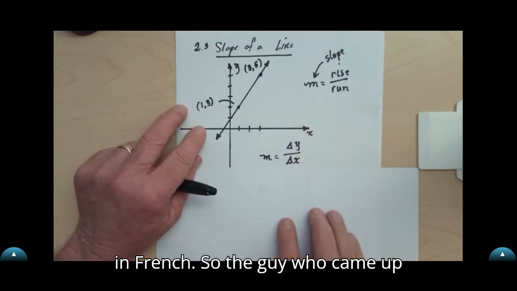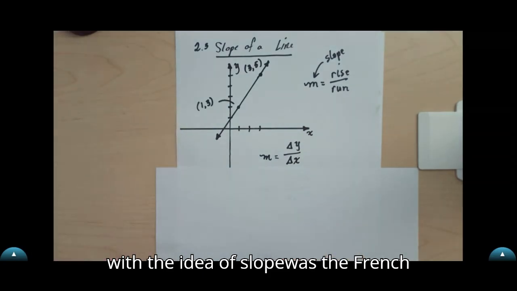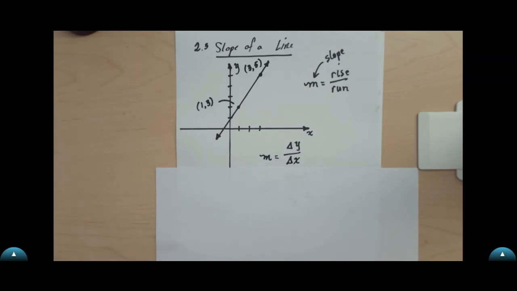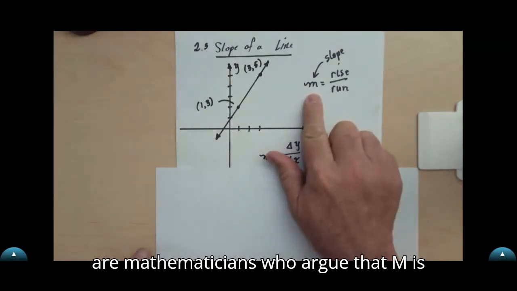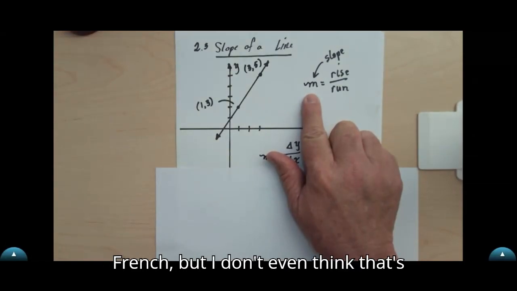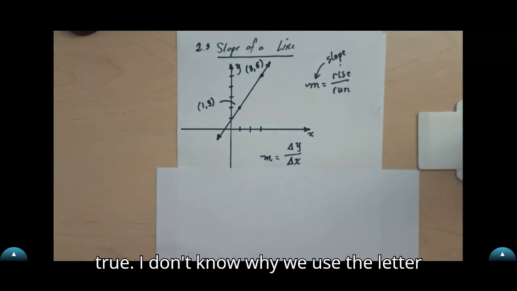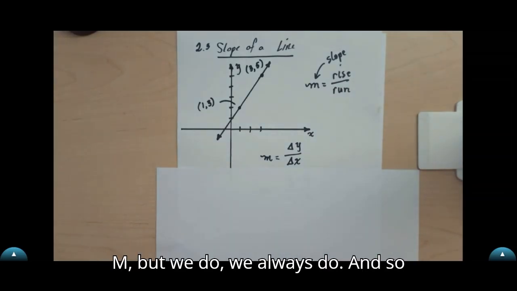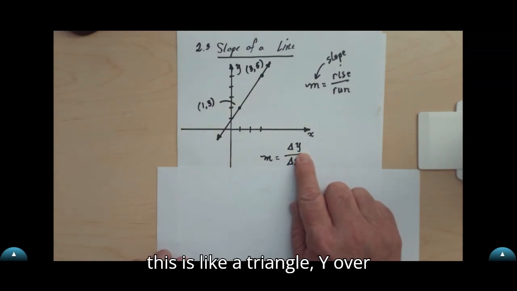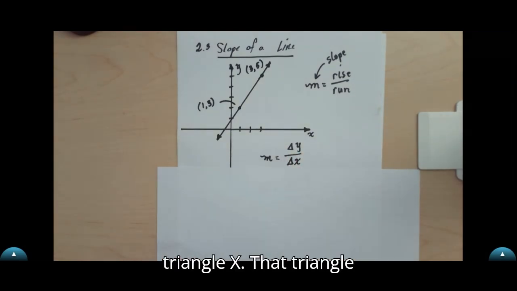The guy who came up with the idea of slope was the French mathematician René Descartes back in the early 1600s. And there are mathematicians who argue that M is the first letter of the word slope in French, but I don't even think that's true. I don't know why we use the letter M, but we do. We always do.